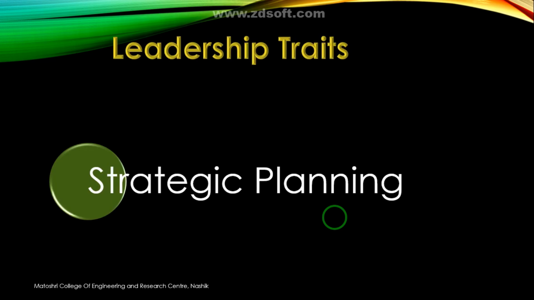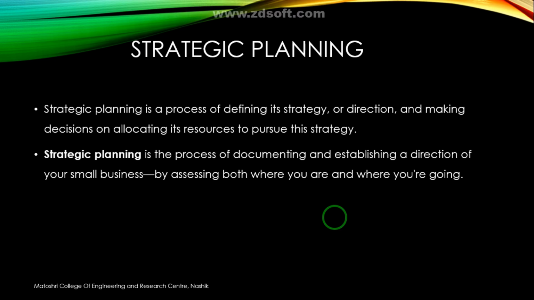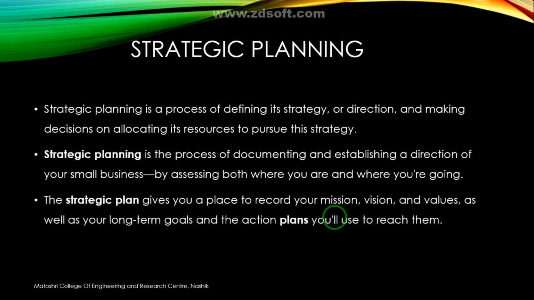Last is your strategic planning. Well, it is a process of defining a strategy or direction and making decisions on allocating resources to pursue this strategy. So strategic planning is a process of documenting and establishing a direction for your small business by assessing both where you are and where you are going. The strategic plan gives you a place to record your mission, vision, and values, as well as your long term goals and the action plans you will use to reach them.